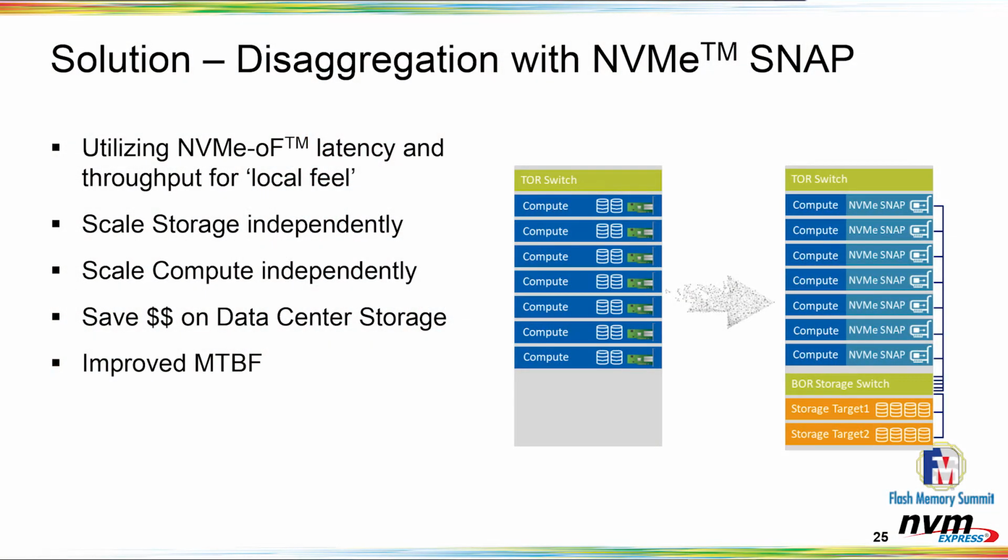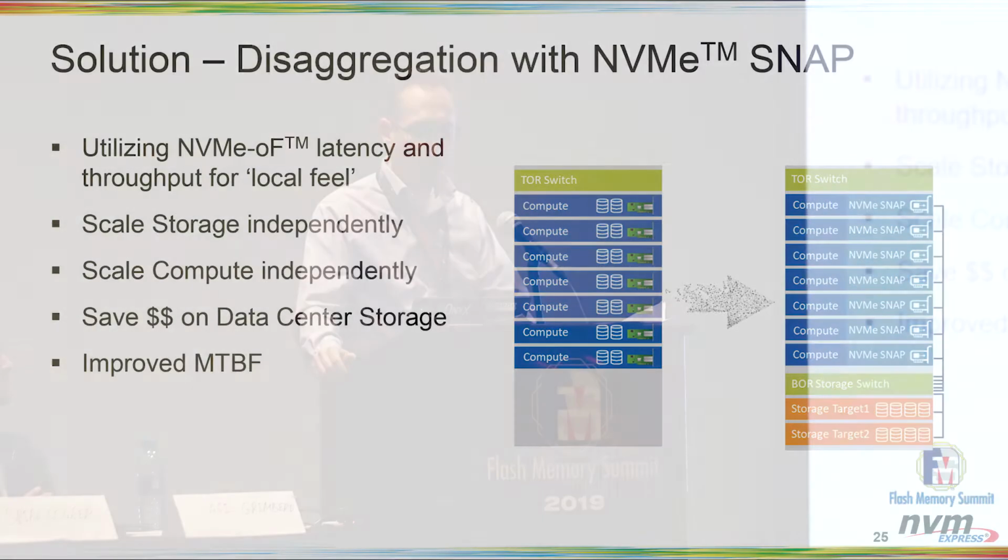So disaggregation at the hyperscalers means that on the left you have local storage that's unused, and on the right you've got NVMe Snap replacing that. So the whole benefit is actually allowing you to grow the compute without growing storage, and growing storage without growing compute. That saves a lot of money and improves the MTBF. And it's using that infrastructure of NVMe over fabrics, providing that local use and feel.